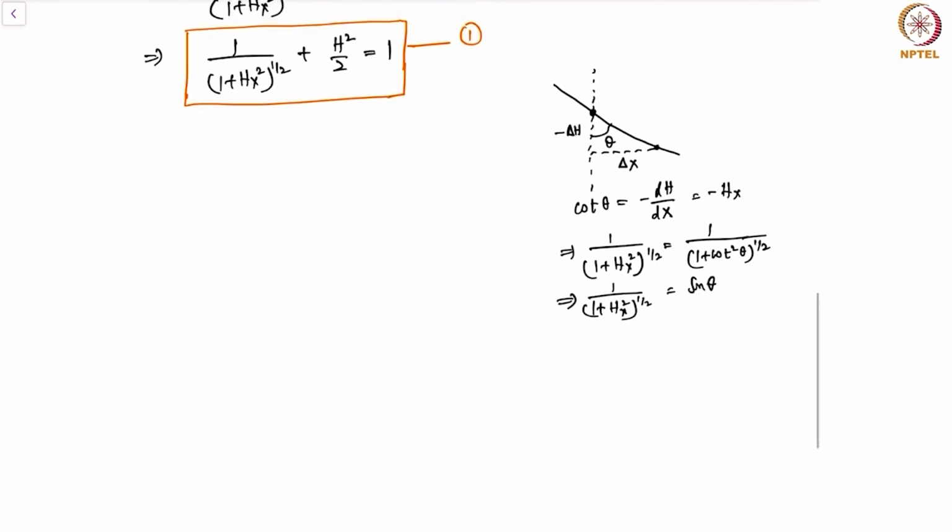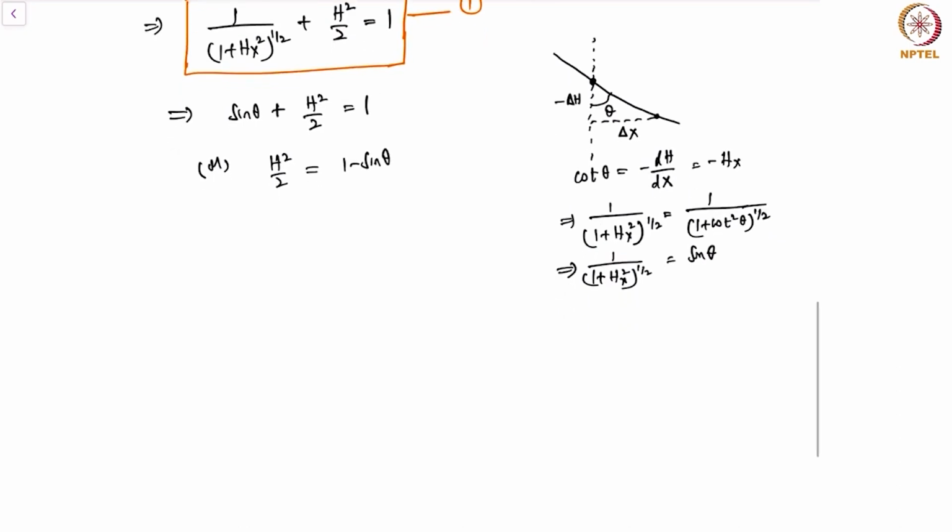And so I can also write this expression as sine theta plus h square over 2 is equal to 1, or h square over 2 is 1 minus sine theta, and this implies h becomes square root of 2 into (1 minus sine theta). This is h at any arbitrary x.